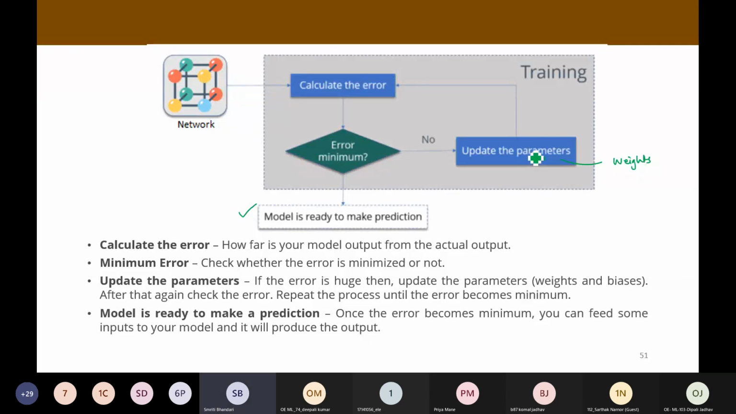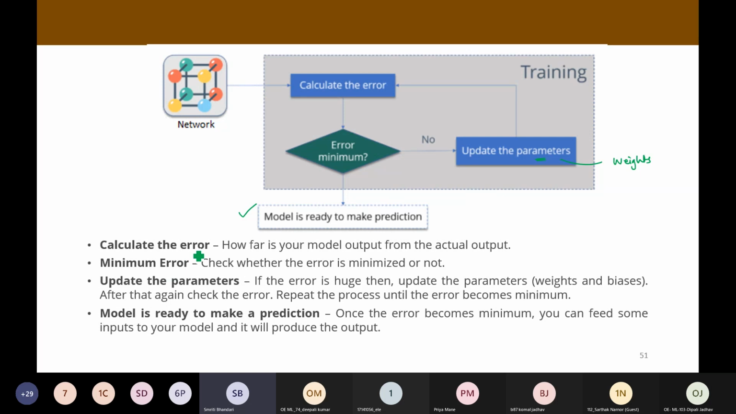So I am going to update the parameters. After updating the parameters, once again I will be computing the error, and once again I will be finding out whether the error is minimum. If no, once again I will be modifying the weights, and the process will continue till I get the minimum error. Once I get the minimum error, I will say that my model is ready to make predictions.